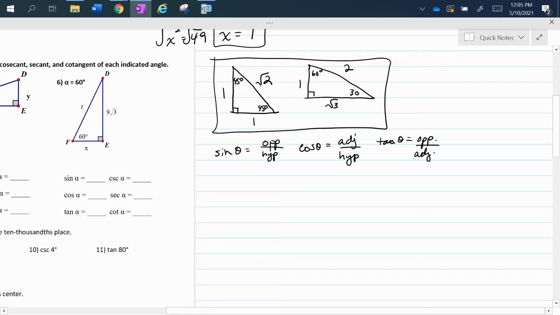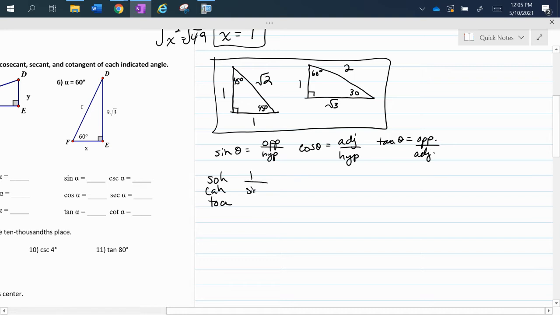So that's our SOHCAHTOA: sine, opposite, remember, SOHCAHTOA. That's our sine is our opposite over hypotenuse, our cosine is our adjacent over hypotenuse, and our tangent is opposite over adjacent. And so we also have the reciprocal of those trig ratios. Those are called the cosecant, the secant, and the cotangent.